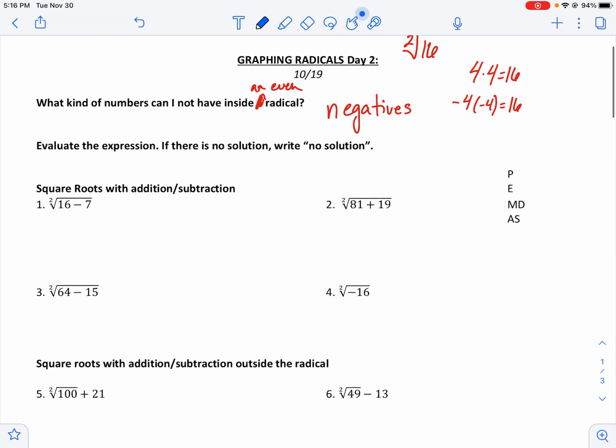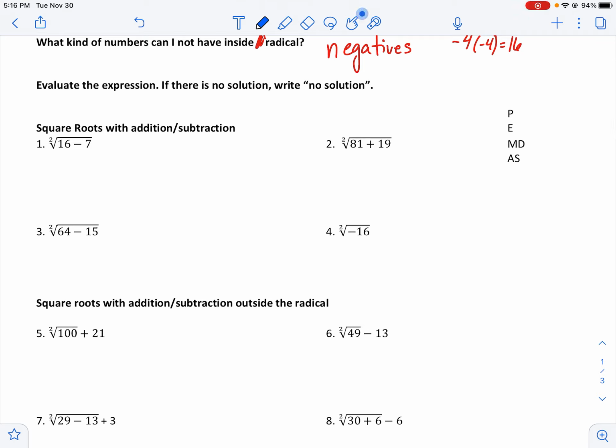So for example, simplifying some square roots, what I can do is simplify first what's inside of the square root. So I would simplify 16 minus 7 is 9. That would be my first step. Do any addition, subtraction, multiplication that you have underneath the radical first. And that would get me 3, because 3 times 3 would be 9. But it could also be negative 3, because negative 3 times negative 3, a negative times a negative, also gets you a positive 9.